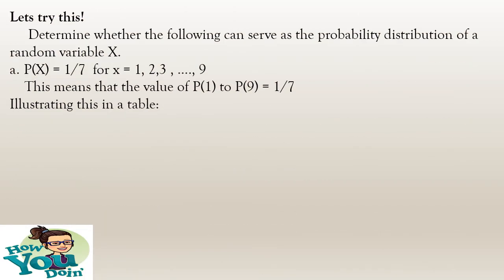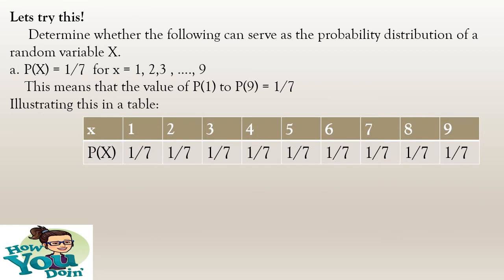Let's try this. Determine whether the following can serve as the probability distribution of random variable x. Letter A. P of x is equal to 1 over 7 for x is equal to 1 up to 9. This means that the value of P of 1 hanggang value ng P of 9 ay 1 over 7. So, tingnan natin sa probability distribution table natin. So, x natin, or random variable x, is 1 up to 9. And then, yung probability ng x natin, kada isa ay 1 over 7.